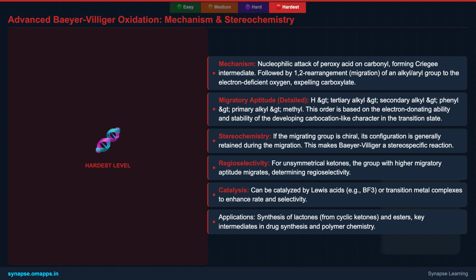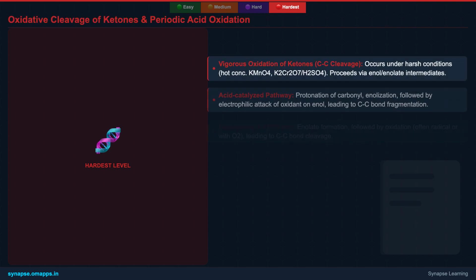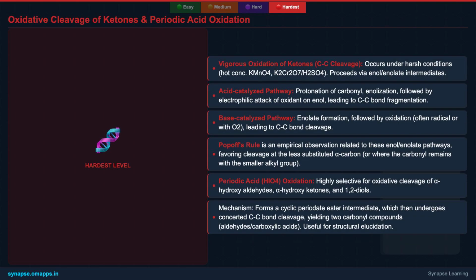What's fascinating is that if the migrating group is chiral, its stereochemical configuration is typically retained, making this a powerful tool in stereoselective synthesis. Understanding this detailed mechanism is paramount for predicting the products of unsymmetrical ketones and for designing complex synthetic routes. Beyond Baeyer-Villiger, let's examine how ketones succumb to vigorous oxidation, leading to C-C bond cleavage.